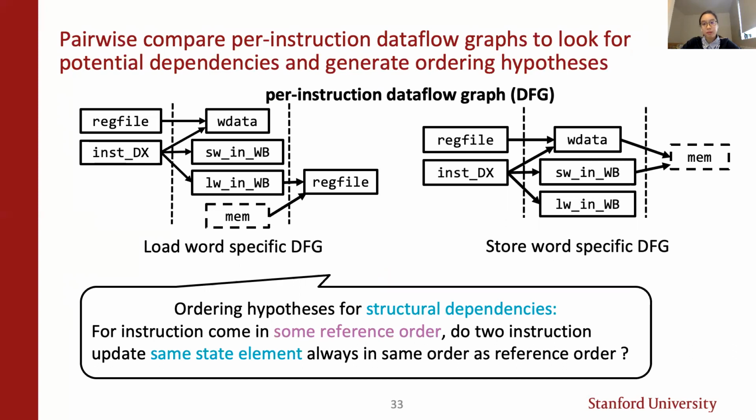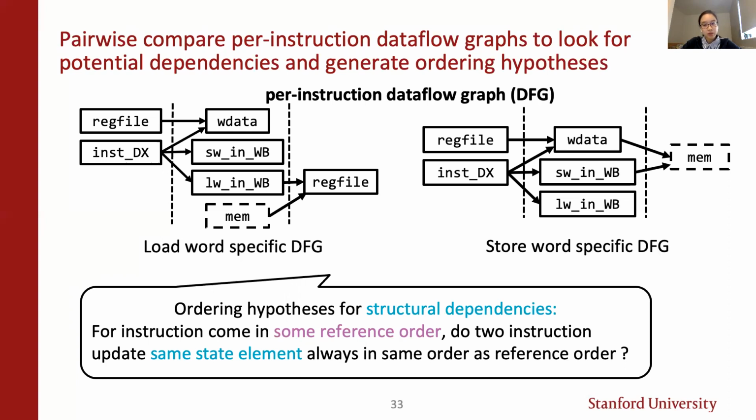Hence, we can pairwise compare these subgraphs to enumerate all potential instruction interactions via state elements. Take structural dependencies, for example. Since it is defined as serialization due to access to common state elements, pairwise comparison looks for the same state elements in both graphs. As mentioned before, an ordering on the two updates should be specified.